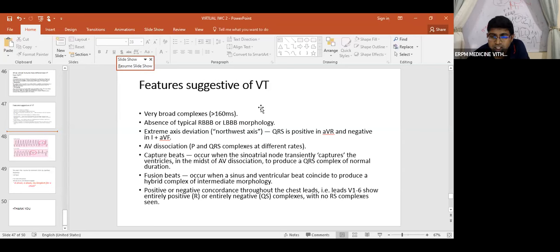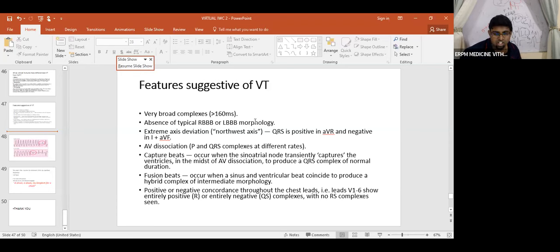Second point. I told you, what is the other differential diagnosis for the broad complex tachycardia? SVT with a bundle branch block. With SVT with a bundle branch block, this pattern is there, no? This W pattern, M pattern, that is there. So in VT, there is an absence of the right bundle branch or left bundle branch pattern. Clear?